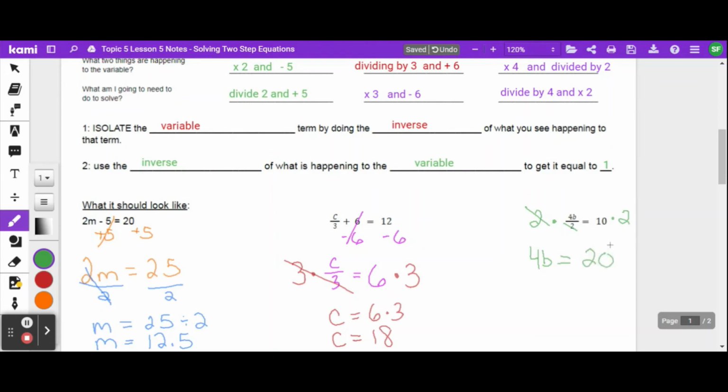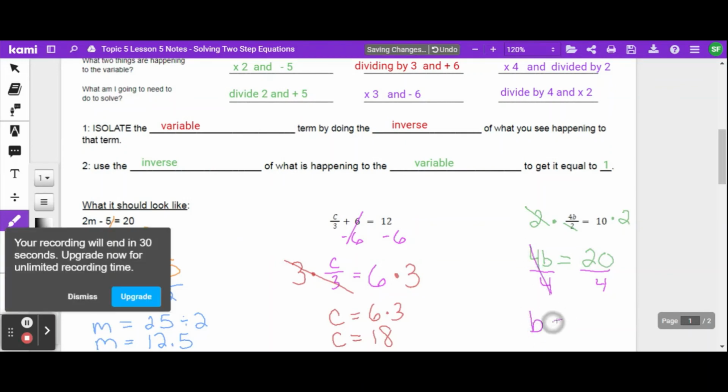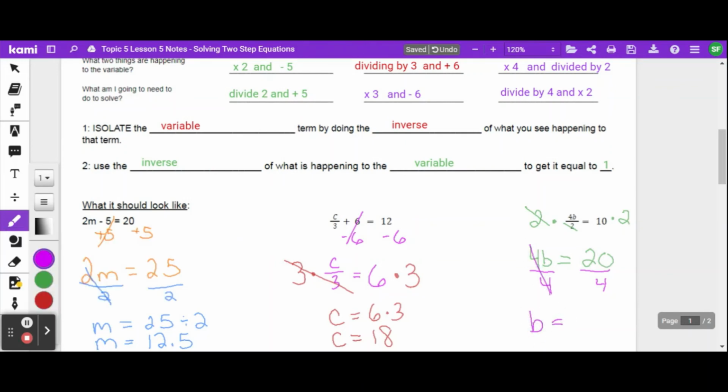And now I'm back at a one-step equation. For this one-step equation, I see 4 times b equaling 20. So I'm going to have to divide both sides by 4. 4 b's divided into 4 equal groups is going to leave me with 1b. 20 divided by 4, of course, is 5. So the solution to that equation is b equaling 5.